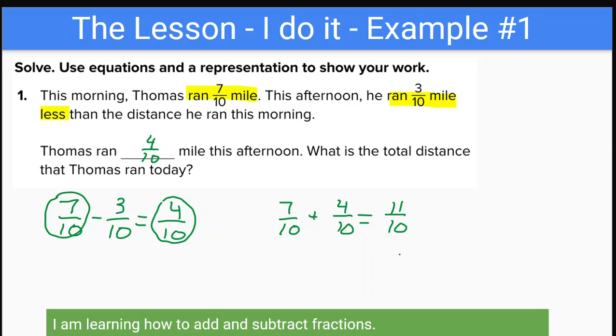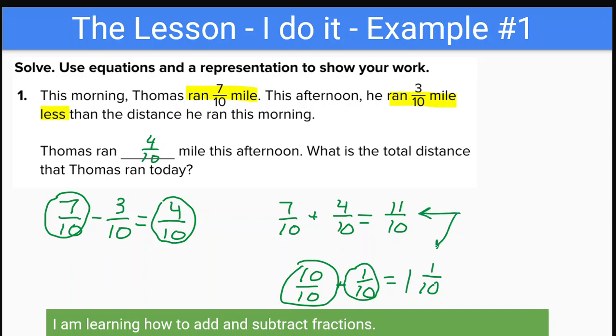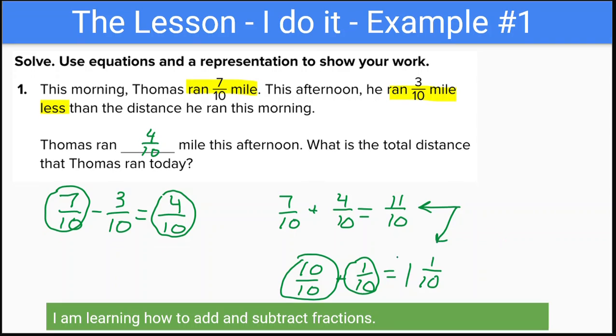And you could also say this: 11/10 is really the same thing as 10/10 plus 1/10. Do you agree? This right here is really worth 1, so we can write that as 1, and this right here is just 1/10. So you ran 1 and 1/10 of a mile. Now, for right now, if you wrote 11/10 as your answer, you're correct. If you want to be fancy, you could write it like this. Kids, you're learning how to add and subtract fractions in word problems.